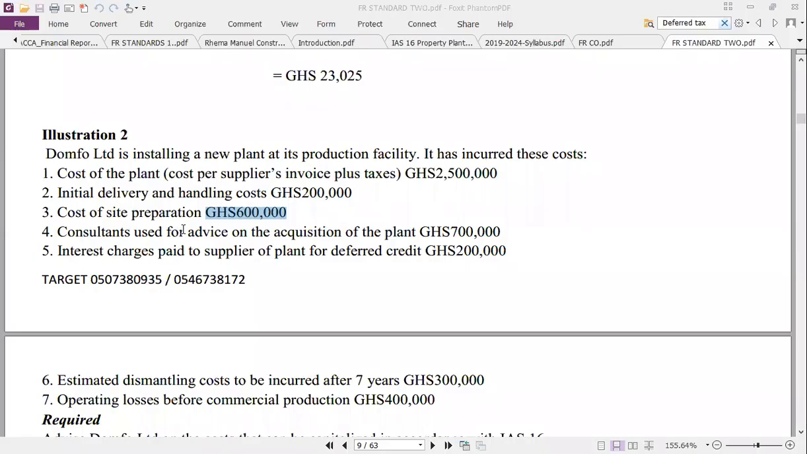Interest charges paid to the supplier of the plant for deferred credit, 200,000. Will it be part of the cost? It should not be part, or should it be part?